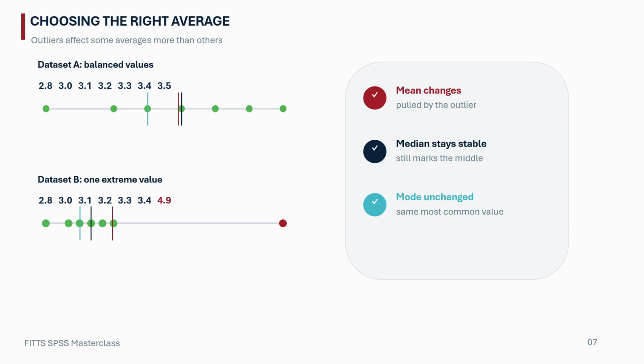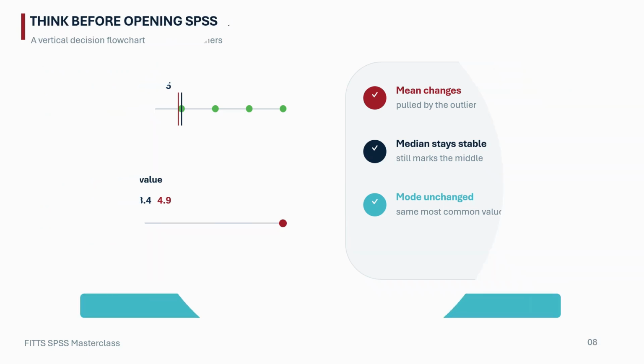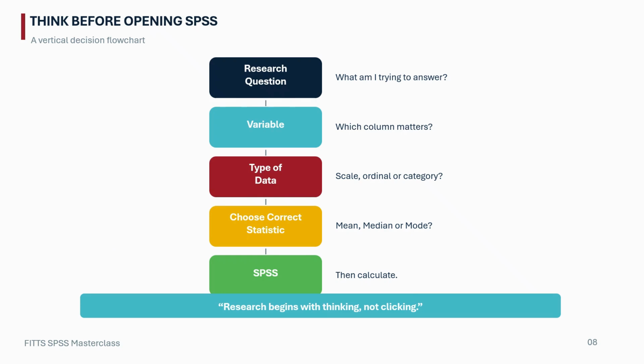So this example illustrates an important principle in statistics. Before choosing an average, you always examine the distribution of your data. And this one habit will make you a stronger researcher than simply knowing where to click in SPSS.